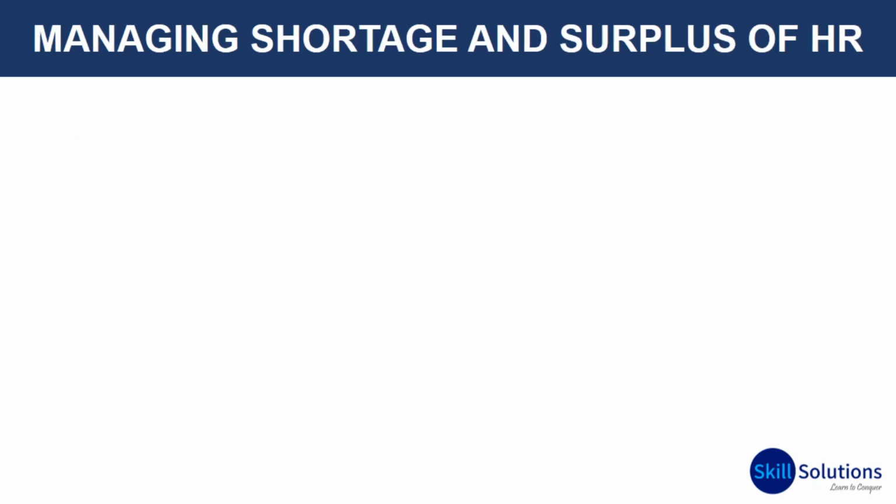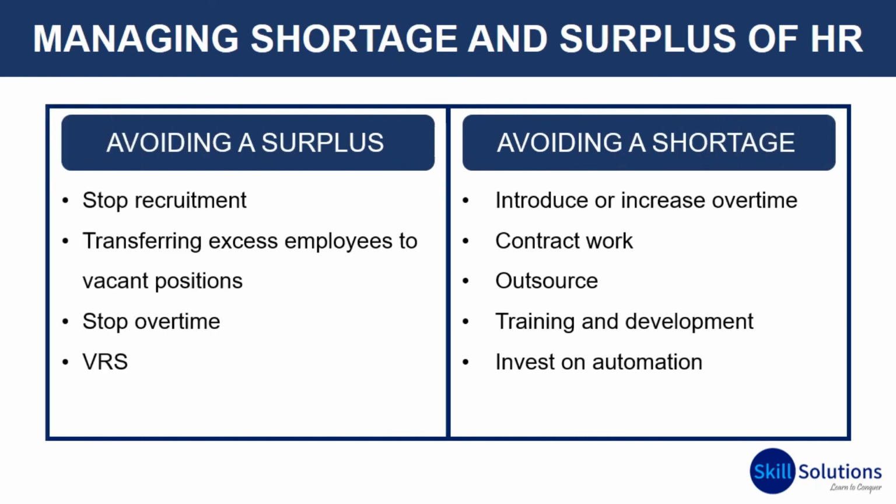Managing shortage and surplus of human resources. To avoid a surplus: stop recruitment, transfer excess employees to vacant positions, stop overtime, and introduce a VRS. To avoid a shortage: introduce or increase overtime, use contract workers, outsource, train and develop employees and assess additional responsibilities, and invest in automation.